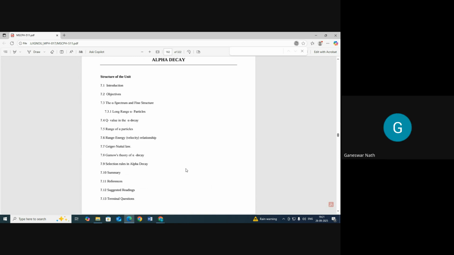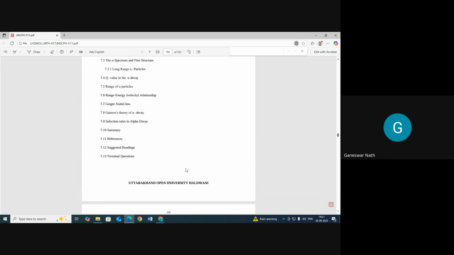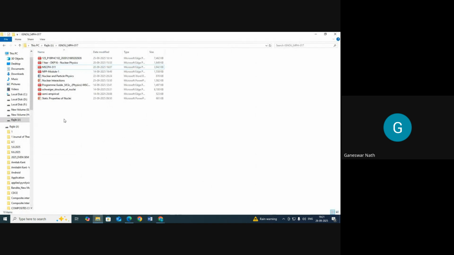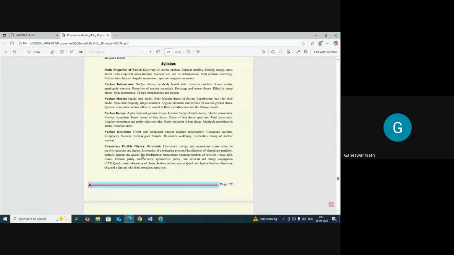The PDF is set, so let me start. As per the syllabus, this is alpha decay. In this, you have to read particularly alpha, beta, gamma decay, then Gamow's theory of alpha decay. Okay, see here.